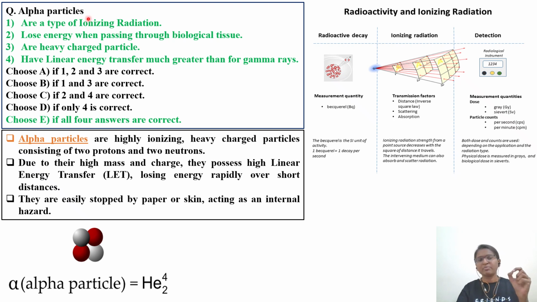Next, these alpha particles lose energy when passing through biological tissue. For example, this is my hand, and this is an alpha particle. If it bombards my tissue, this alpha particle can penetrate and go through the biological tissue. That is the reason it is more damaging. Next, they are heavily charged particles. Yes, for this reason only: it is helium, 4 and 2, atomic number 2 as well as mass number 4. That's why it is a heavily charged particle.